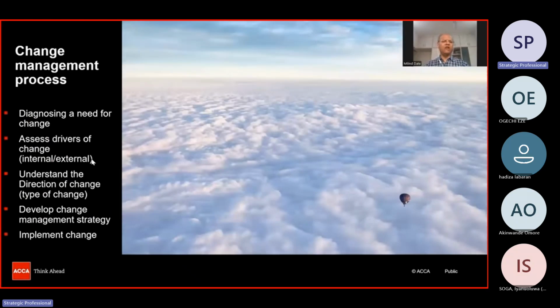Let's look very quickly at the process of change management. First of all, you need to diagnose why change is required. Based on the exhibit that is given to you, the reason why the organization is looking for change may be indirectly hinted at, and you have to spot it.